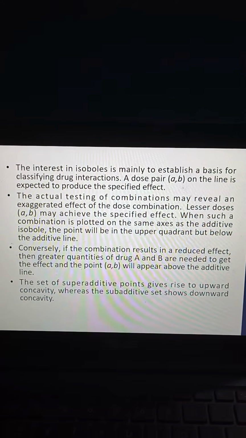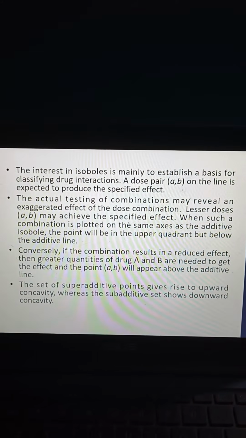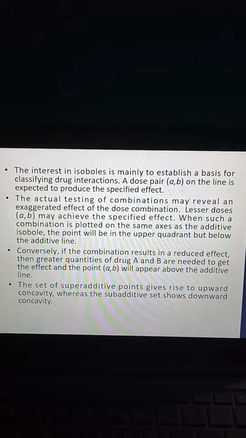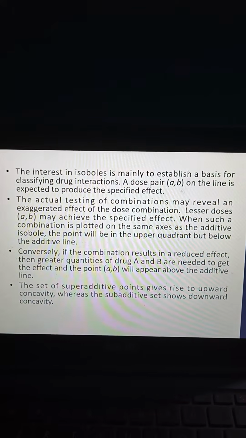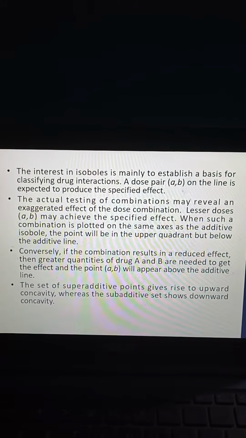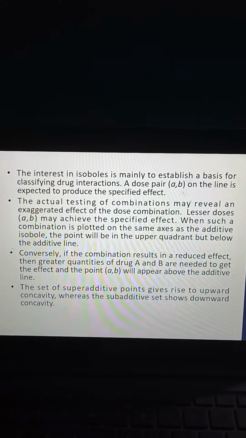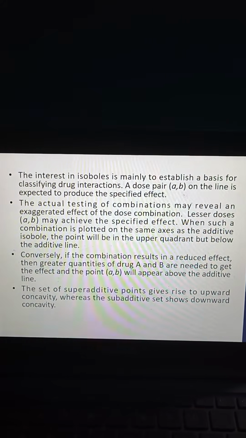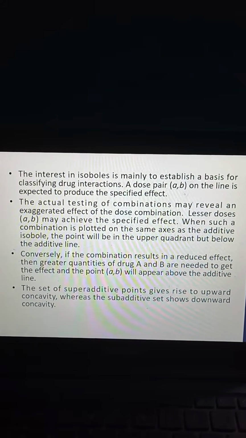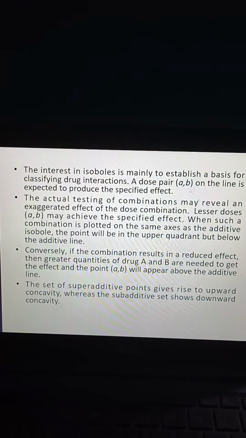Conversely, if the combination results in a reduced effect, then greater quantities of drug A and B are needed to get the effect, and the point AB will appear above the additive line. The set of supra-additive points gives rise to upward concavity, whereas the sub-additive set shows downward concavity.